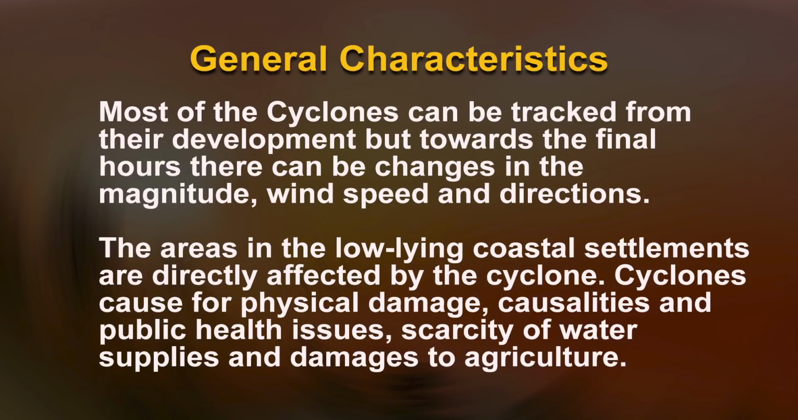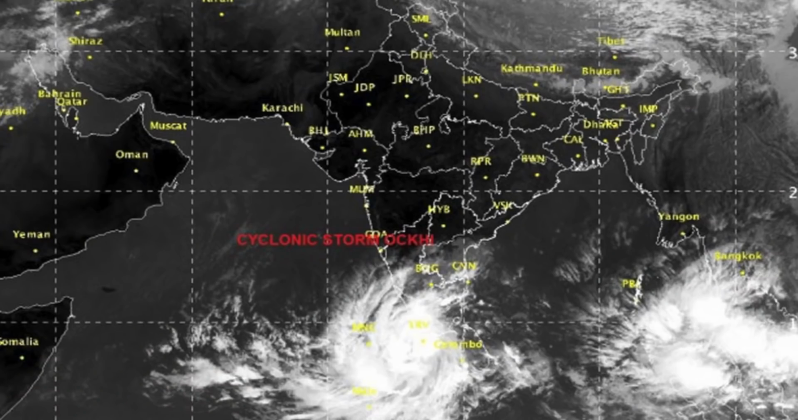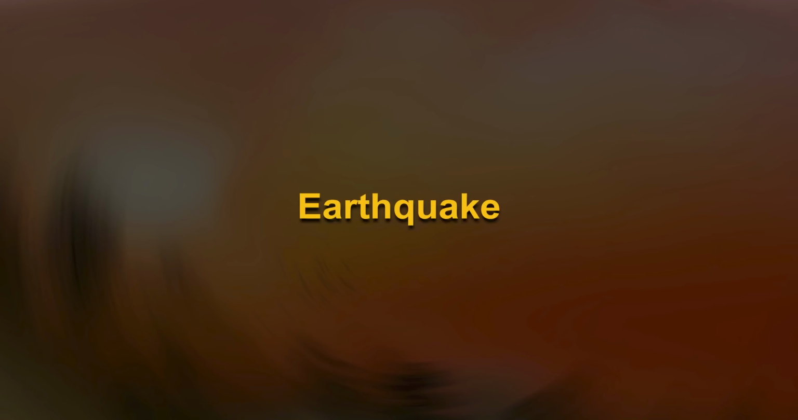The low lying coastal settlements are directly affected by the cyclone. Cyclones cause physical damage, casualties and public health issues, scarcity of water supplies and damage to agriculture. The following figure shows how it moves from the sea to the shores. The image is from the recent Ockhi cyclone that hit South India.